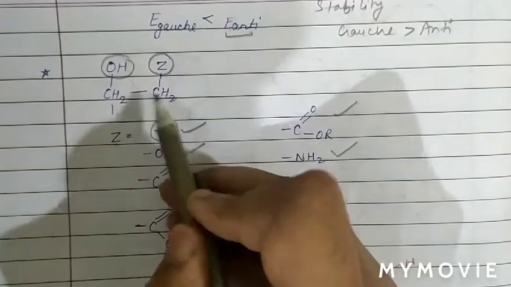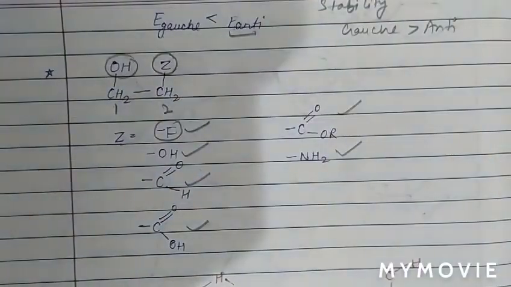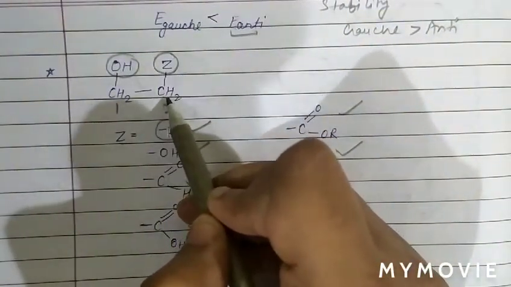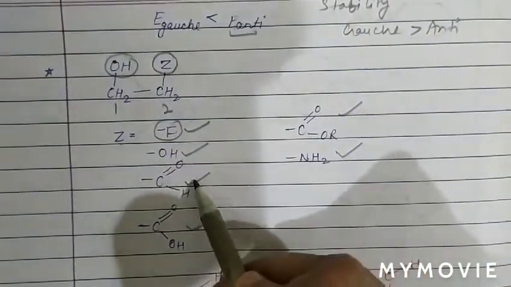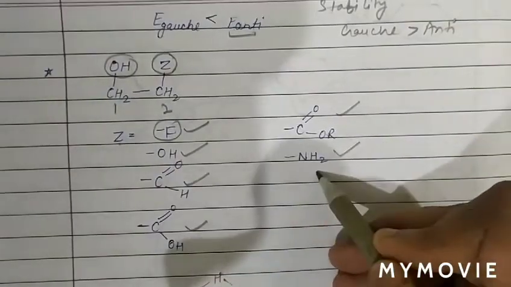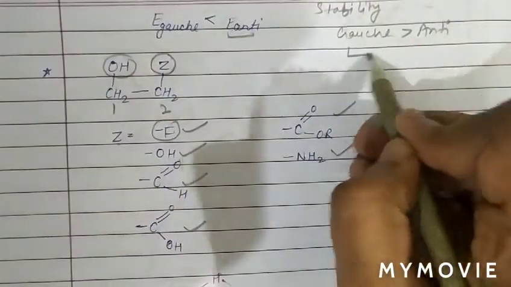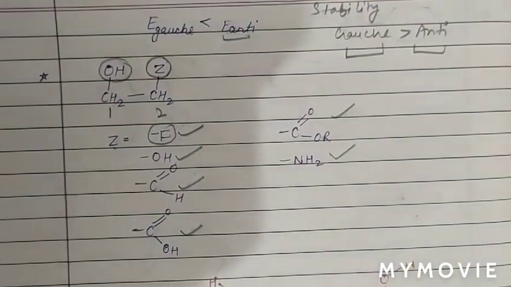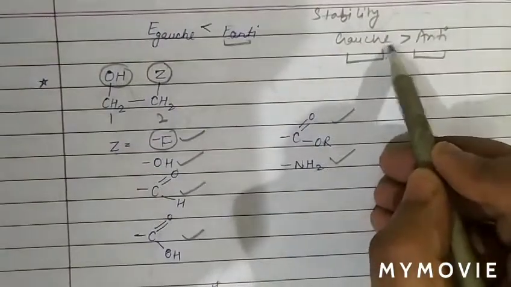So basically, if this is front carbon, this is rear carbon, when OH is connected with one carbon, front carbon or rear carbon, and on the next carbon there is Z group. Z can be fluorine, OH group, aldehyde group, carboxyl group, ester group, or amine group. In all these cases the stability of gauche form is more than the stability of anti form. Always remember, due to formation of hydrogen bonding, gauche form in all these cases is more stable than the anti form.